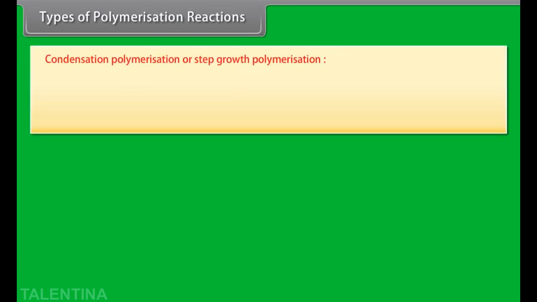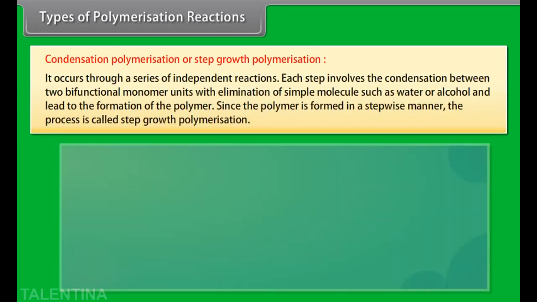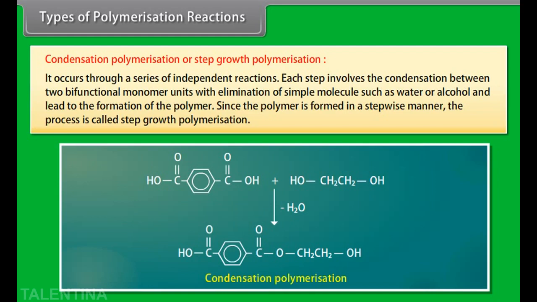Condensation polymerization or step growth polymerization. It occurs through a series of independent reactions. Each step involves the condensation between two bifunctional monomer units with elimination of a simple molecule such as water or alcohol, and leads to the formation of the polymer. Since the polymer is formed in a stepwise manner, the process is called step growth polymerization.